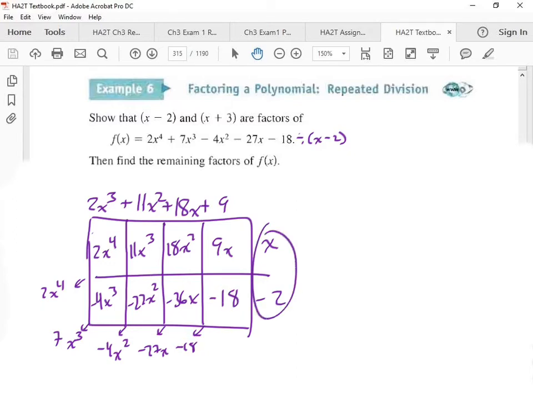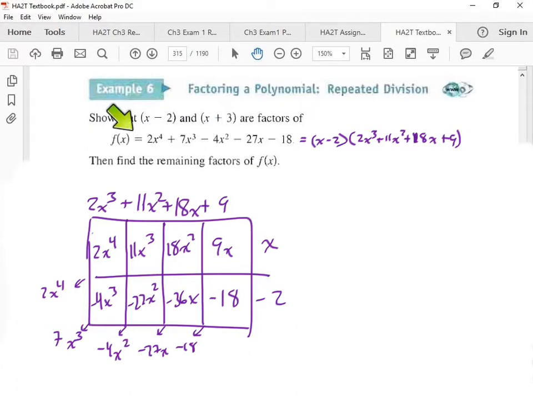That means that this is a 0. That is a factor. So I can rewrite this guy right here. Instead of writing it like this, I can now write him a different way. I can write him as x minus 2 times 2x to the 3rd plus 11x squared plus 18x plus 9. Okay, now this is more factored than that. Is this all the way factored? Nope. We can definitely go farther than that.